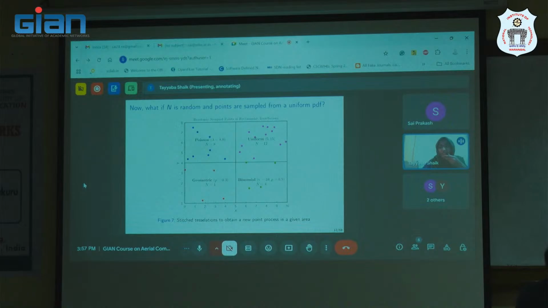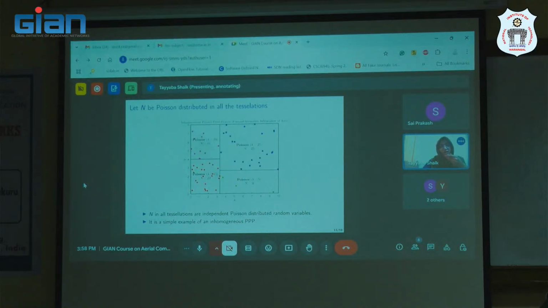In the upcoming slides, we'll see what if n is random. For example, in the previous slide, we fixed n to be some deterministic value, right? Now, what if n is some random variable? It can be drawn from any distribution, for example Poisson or uniform or geometric or binomial. Given that you have chosen a random n value, you can place those n points uniformly and IID at random in the given tile. This generates one kind of process. The reason I am starting with this is we'll generalize it to having n drawn from a Poisson PMF in all the tiles.